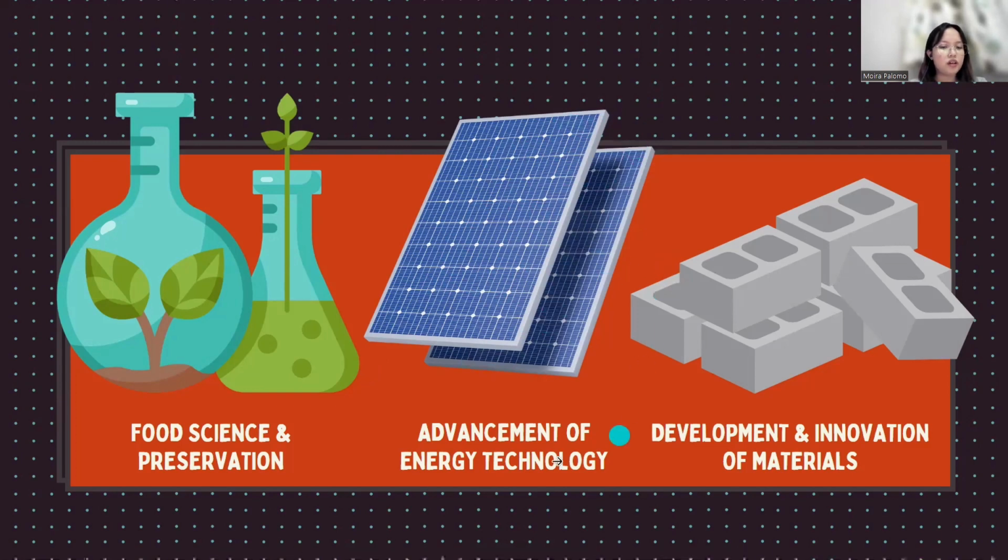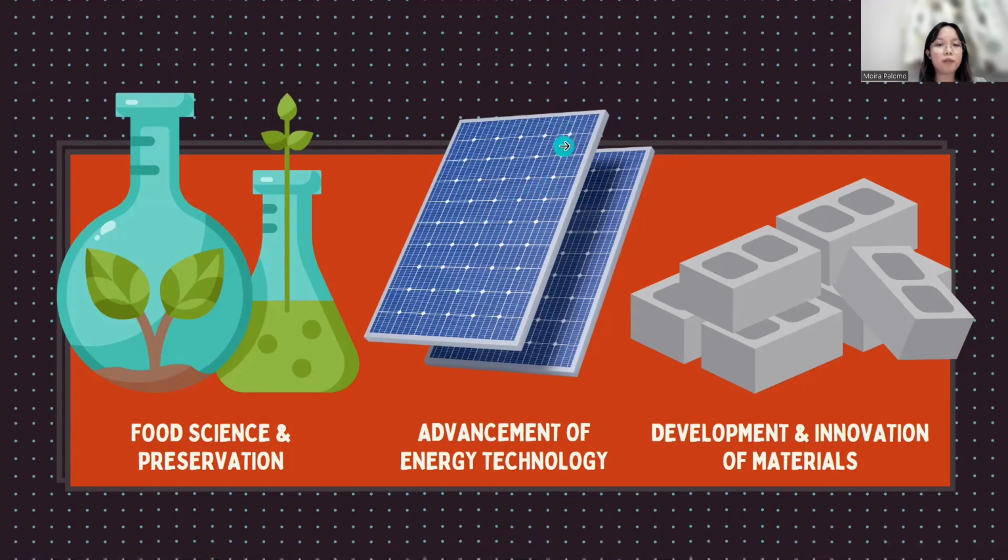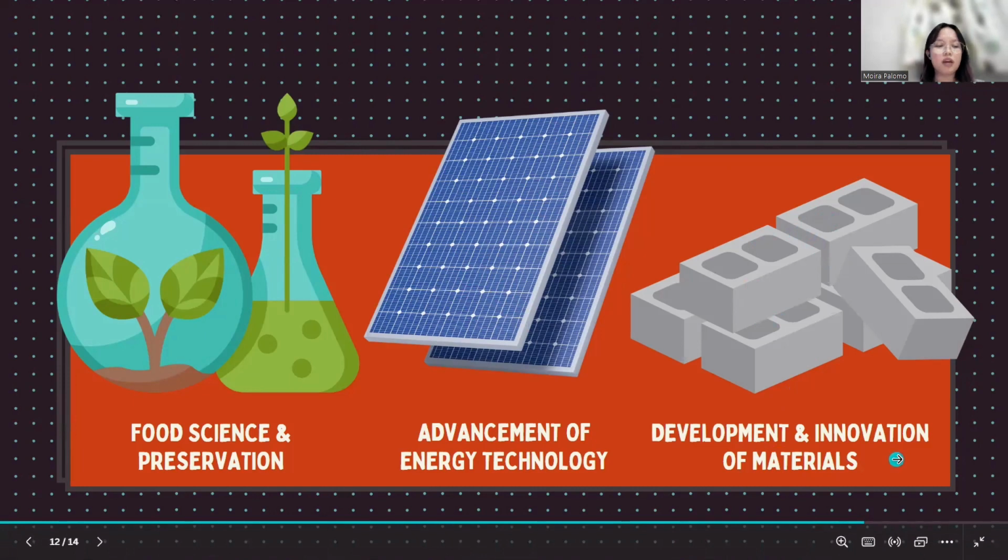Another example is the power plants themselves. Power plants rely on the fact that water expands dramatically when it turns to steam, or gas, to drive turbines. Understanding the behavior of gases at high temperatures and pressures is essential for designing efficient and safe power generation systems. The third one is the development and innovation of materials.